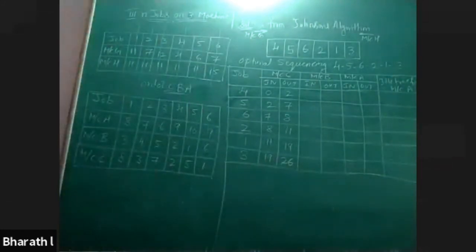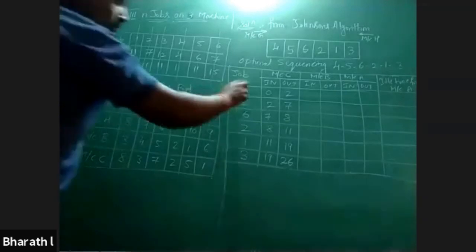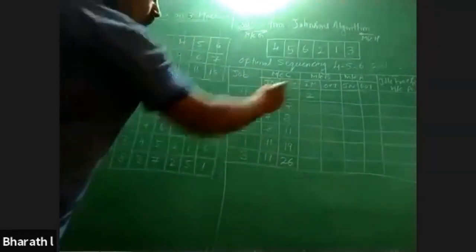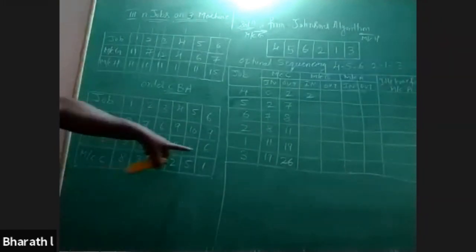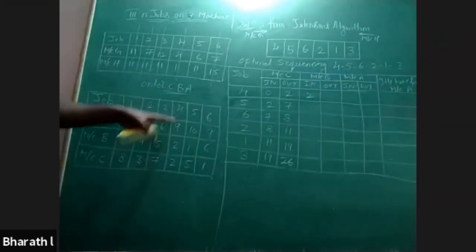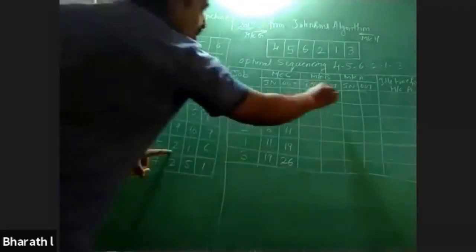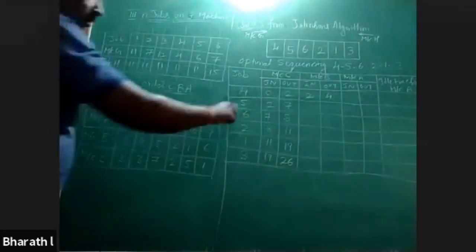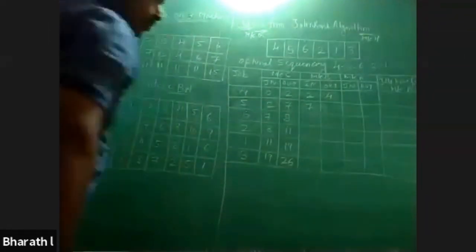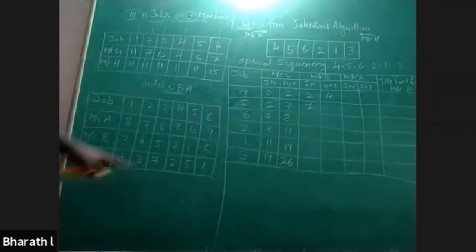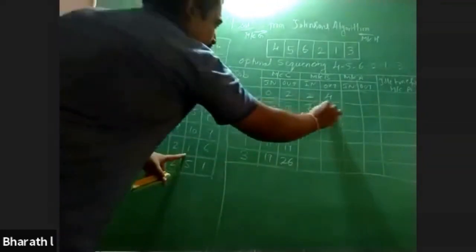The next, for machine B, similarly you have to construct for machine B and machine A. For machine B, the in time for job 4 is 2. After 2 minutes only, job 4 will enter onto machine B. Let us check with respect to machine B data. For job 4, it is 2. 2 plus 2 is 4. Then job 5 will enter machine B after 7 minutes. Hence you have to write 7. It is 1. 1 plus 7 is 8.